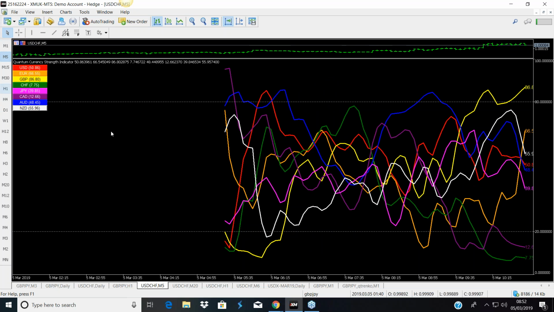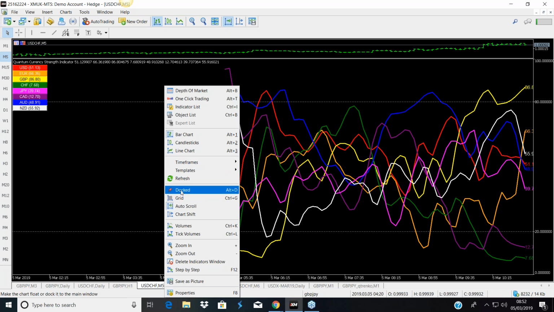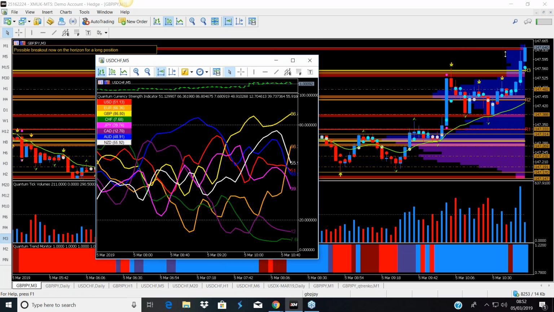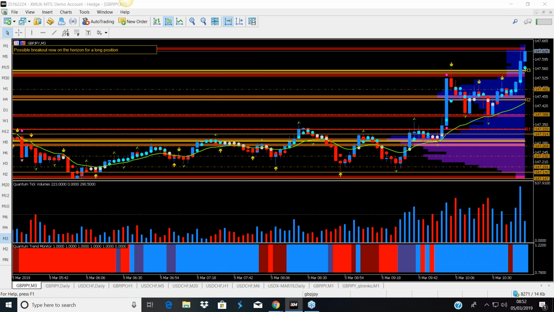Oh, I've taken the pound off. No wonder I couldn't find it. There we are. That's the pound. That's the pound moving higher on the 5-minute chart. Let's just move that out of the way. Dock it. Sorry, this is a feature of MT5, which means you can move your charts over to another screen.